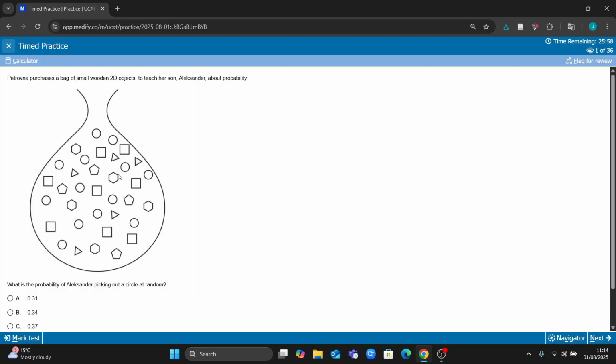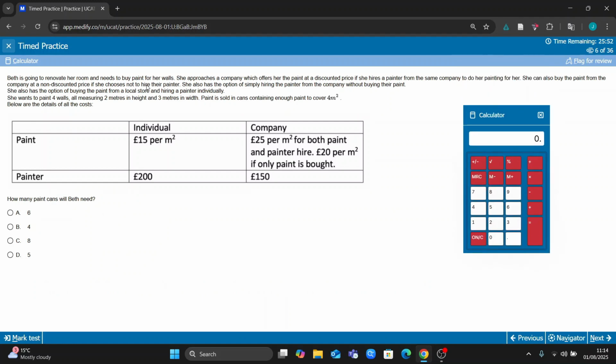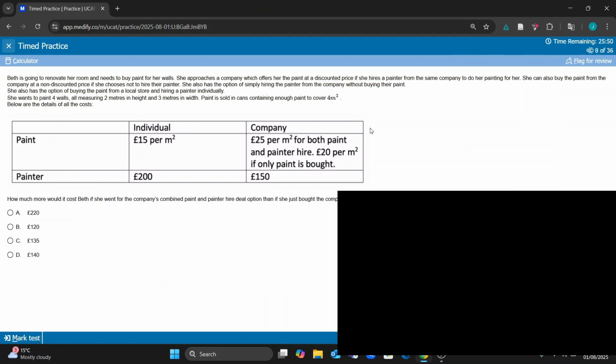26 minutes, off we go. What's the probability of Alexander picking out? Okay, I'm just not going to bother doing this one. How many paint cans will Beth need? Okay, so Beth's going to renovate a room. Okay, you know what? Let's go to another.